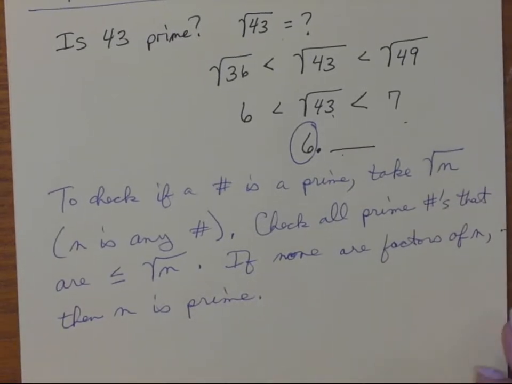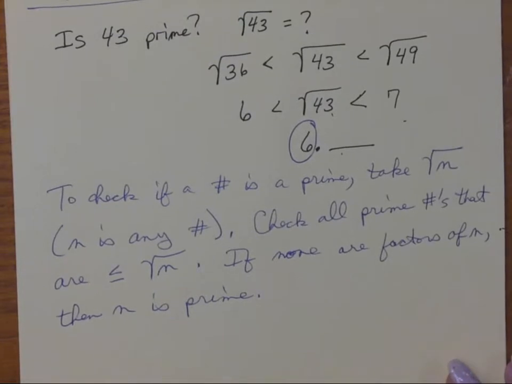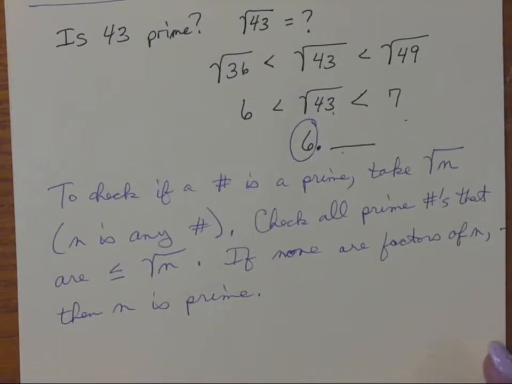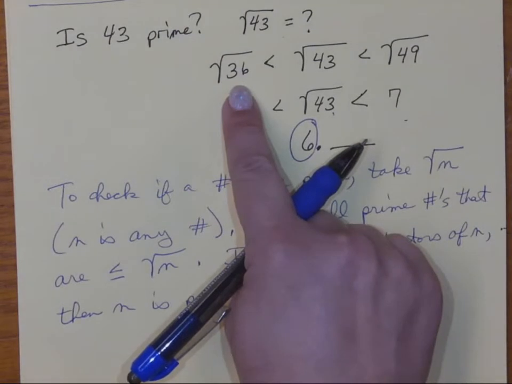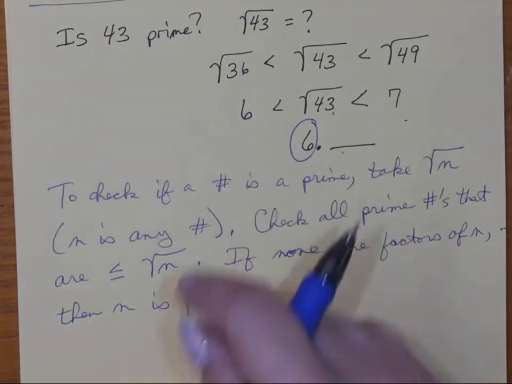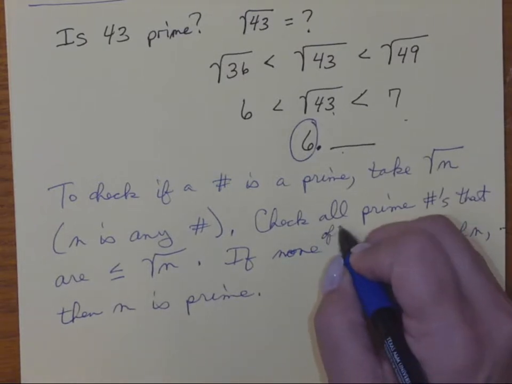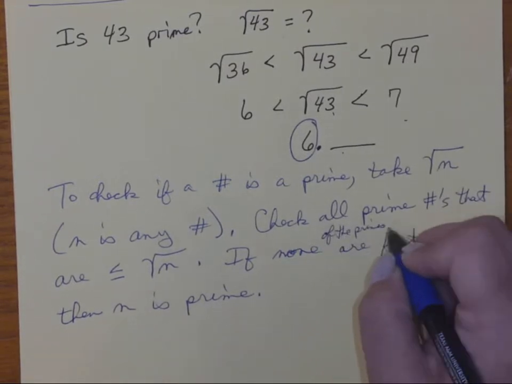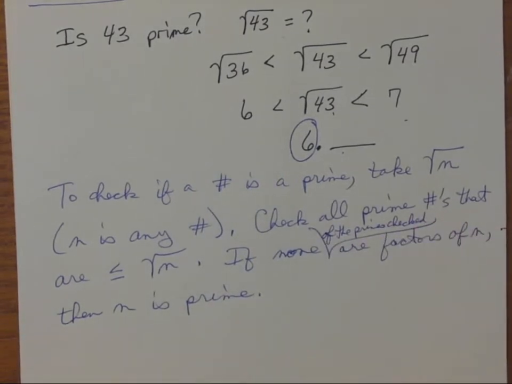And clearly, if they are factors of n, then n is not prime because it has more factors than just one and itself. Okay, so check all of the prime numbers that are less than or equal to the square root of n. This is important because what if my number had actually been 36? The square root of 36 is 6. It would be exactly 6. So I need it to be less than or equal to the square root of n. Check all of those numbers, and if none of those primes checked are factors of n, then n is prime.